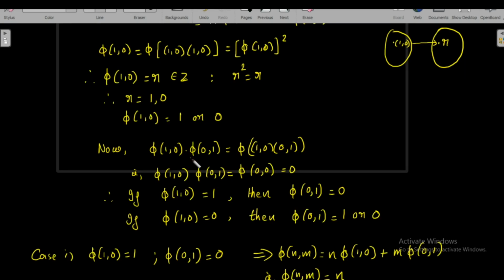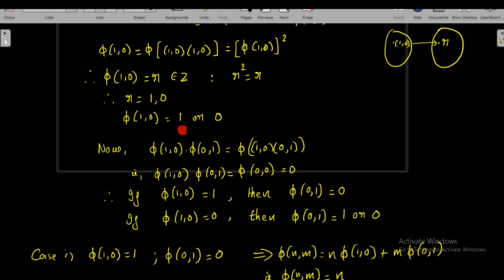Now, we have to define φ(0,1) also. We may notice that φ(1,0) into φ(0,1) equals φ((1,0) into (0,1)), using the second property of ring homomorphism. And what is the product here? (1,0) into (0,1) is (0,0). Therefore, we have φ(1,0) into φ(0,1) equal to φ(0,0). And we know that under a ring homomorphism, the additive identity element in the first ring is mapped to the additive identity element of the second ring. Therefore, here φ(0,0) is equal to 0.